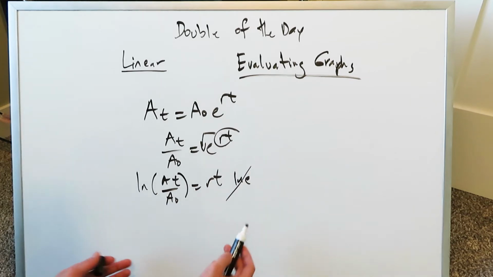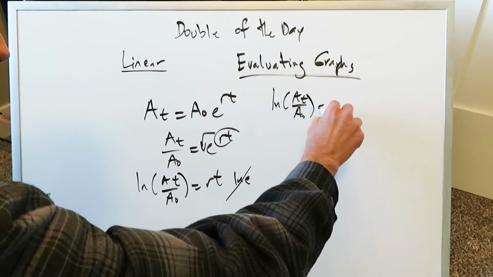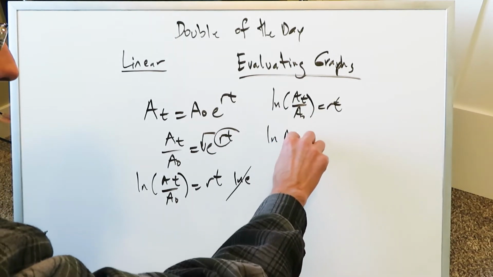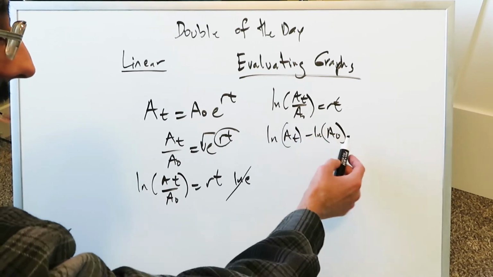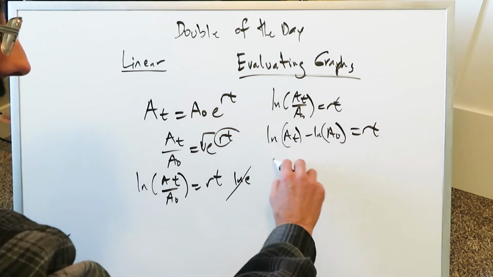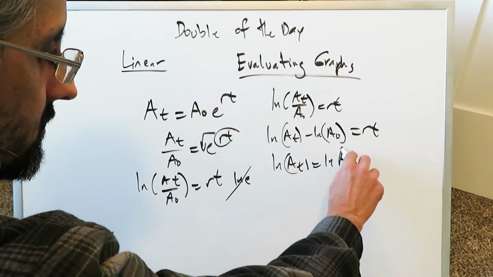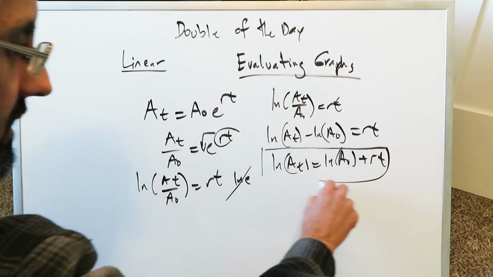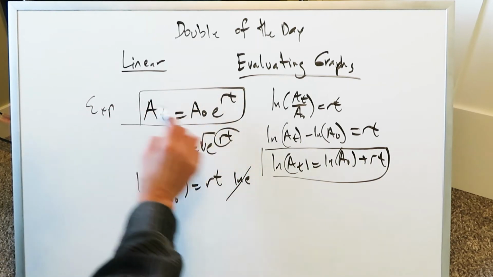ln e is 1. You basically have natural log of At over A0 is equal to rt, and you use the laws of logarithms. You can have natural log At minus natural log of A0, where At and A0 are variables, is equal to rt. Then natural log At is equal to natural log of A0 plus rt. And now we've converted something which was an exponential equation into a linear one.